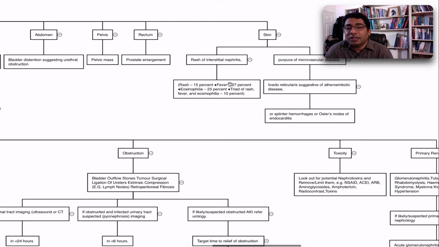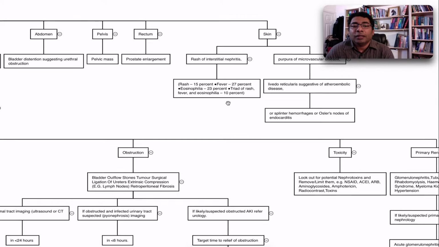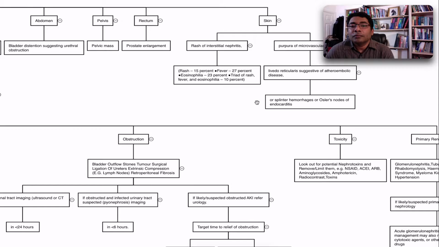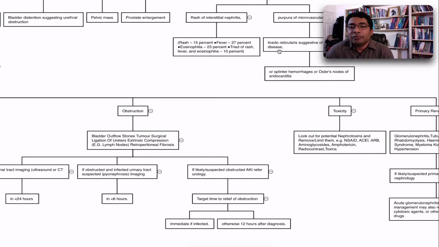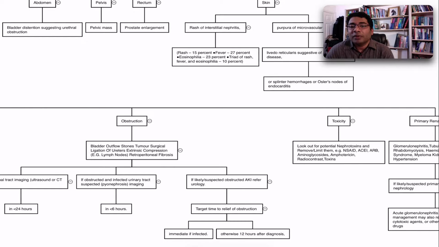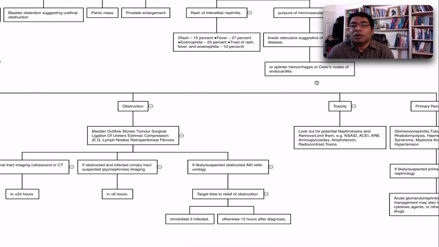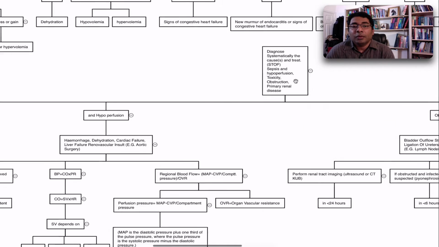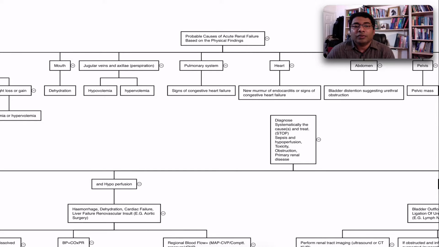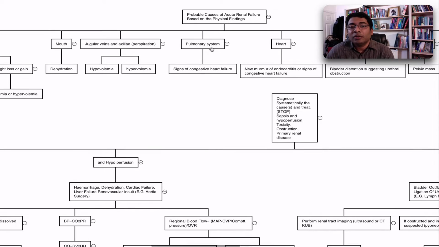Skin, you can look at the skin and check if there's any rash of interstitial nephritis. Purpura of microvascular diseases, or livedo reticularis suggestive of atheroembolic disease, or splinter hemorrhages, or Osler's nodes of endocarditis. Okay, so we've discussed the probable causes of acute renal failure based on physical findings.